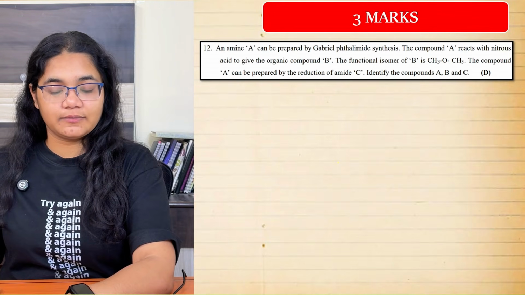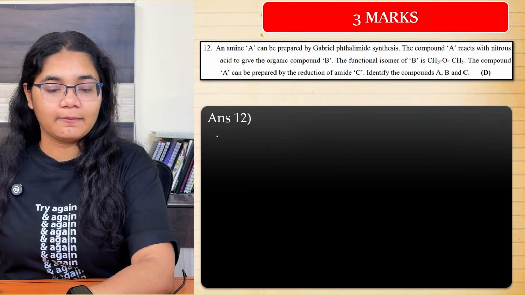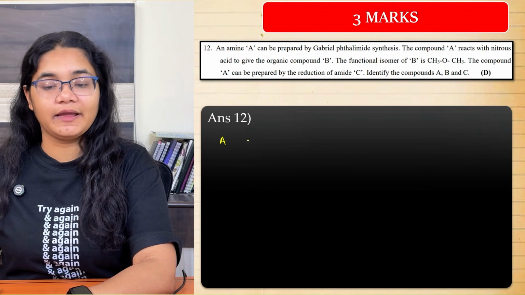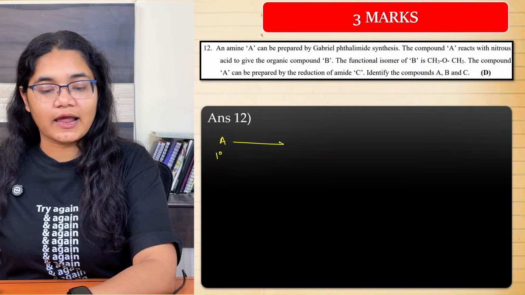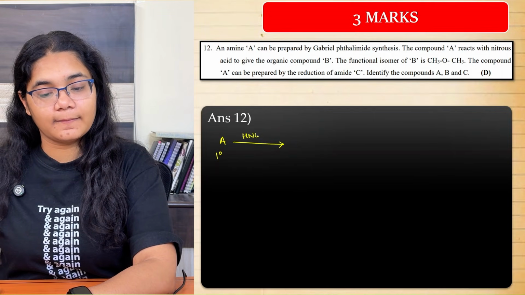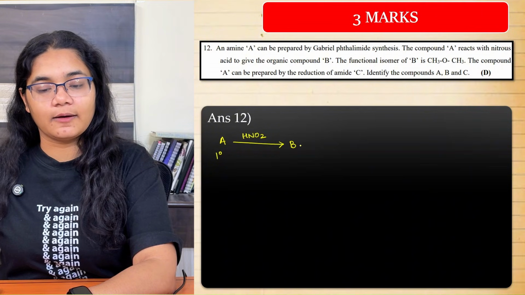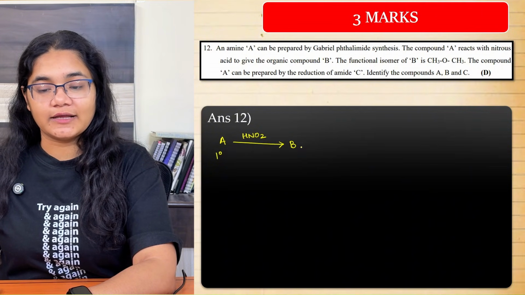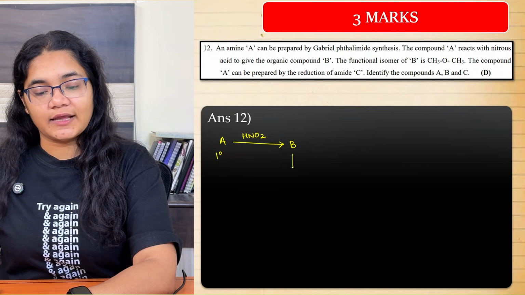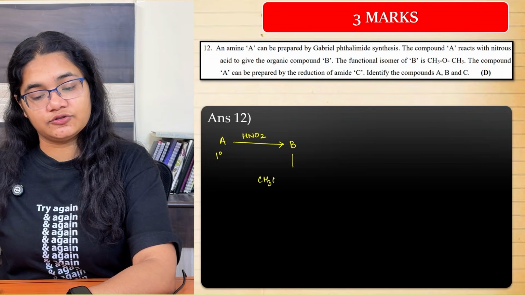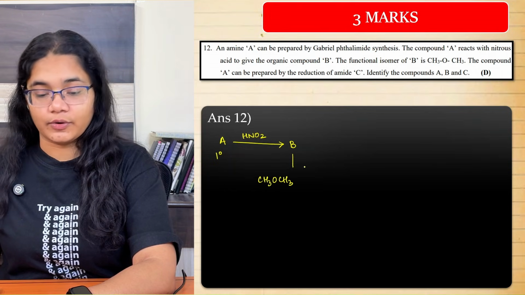Now moving to question number 12. An amine A can be prepared by Gabriel phthalimide synthesis. That means this is a primary amine. Compound A reacts with nitrous acid to give organic compound B. The functional isomer of B is this one. So what is the isomer of B? CH3OCH3.